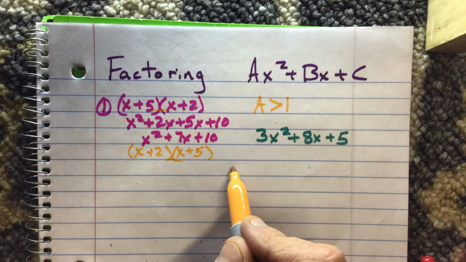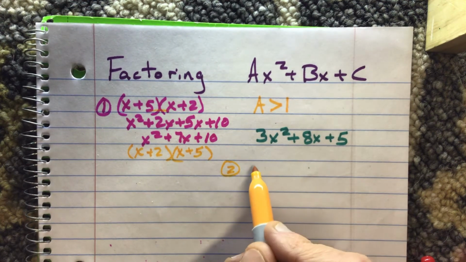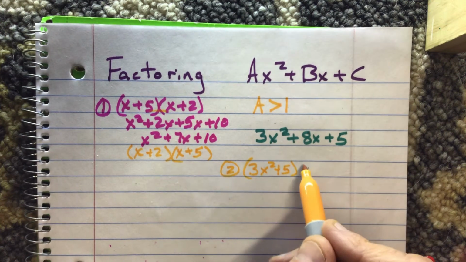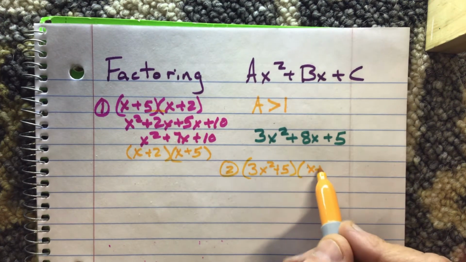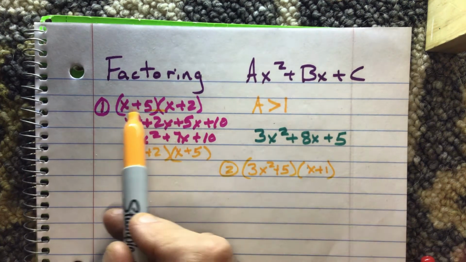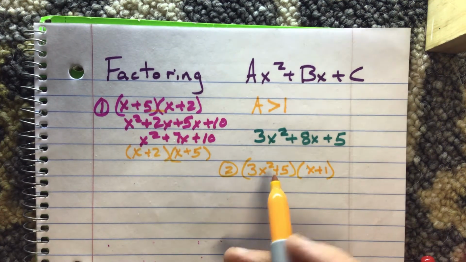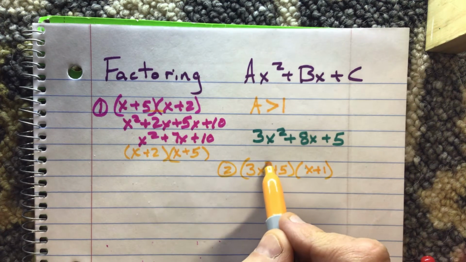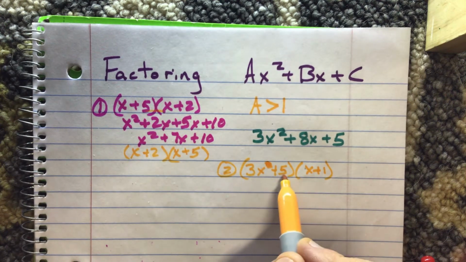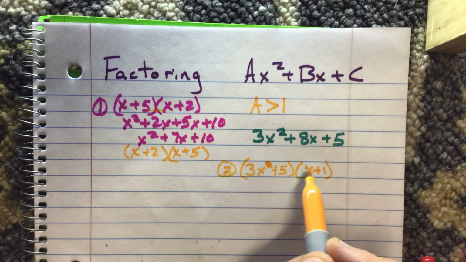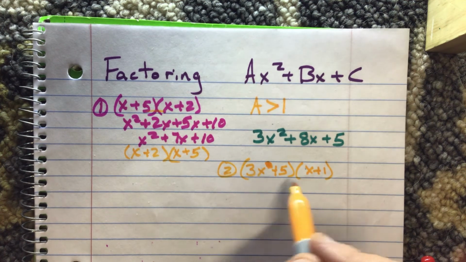What I want to look at today is when you have something more like 3x plus 5 times x plus 1. You can see here we had x and x, and that's what we've been dealing with. But now, instead of x and x, you have a 3 here. Well, let's see how that affects things.